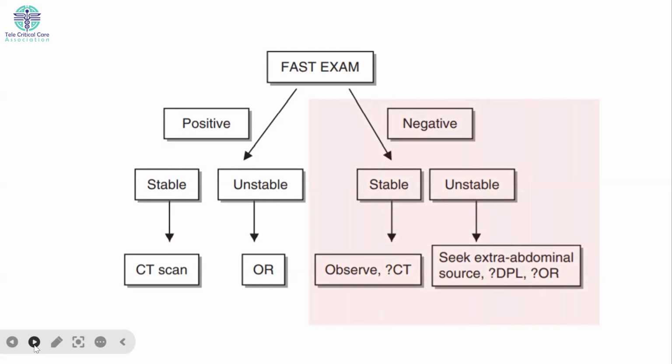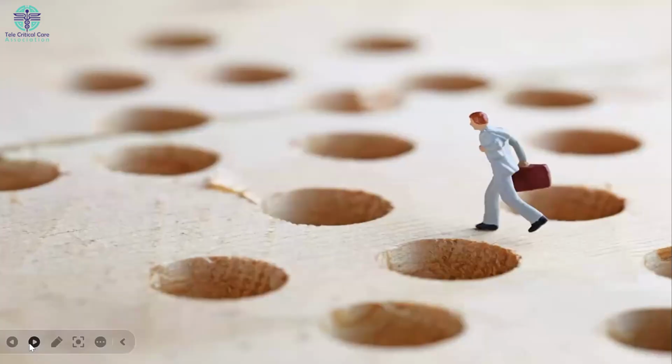Now, what happens if FAST is negative and the patient is unstable? In that case, it comes into a sort of gray area. You can look for an extra-abdominal source, for example, like a long bone fracture, you can go for DPL, or you can transfer the patient to OR if you are unsure. So this portion of FAST scan is a bit of a gray area. We don't have clear-cut guidelines about what to do if the FAST scan is negative and the patient is unstable. So in that case, you have to find the etiology, and at the same time, you have to take the patient to OR. Right.